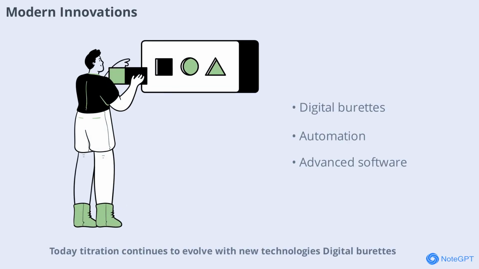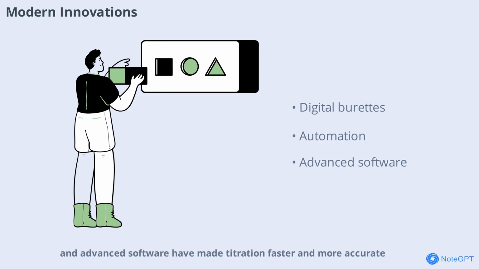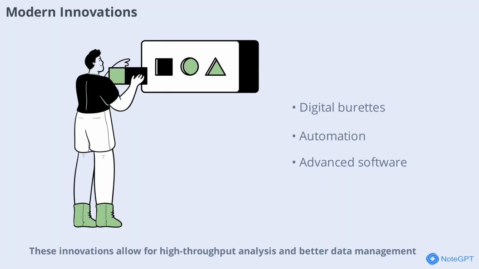Today, titration continues to evolve with new technologies. Digital burettes, automated systems, and advanced software have made titration faster and more accurate. These innovations allow for high-throughput analysis and better data management. Staying up to date with modern techniques ensures that chemists can tackle new challenges with confidence.